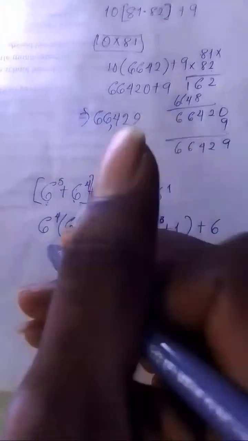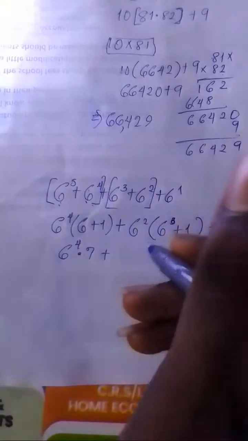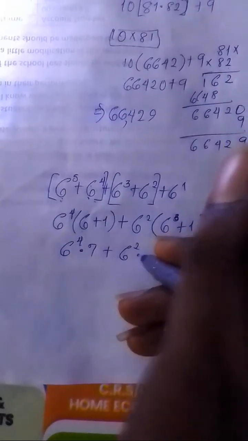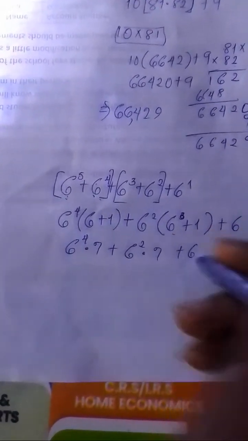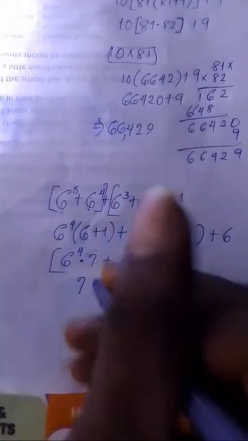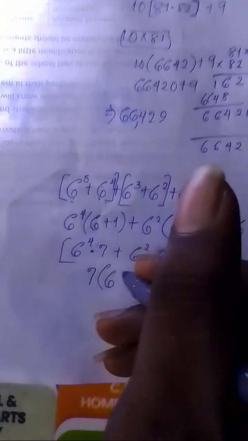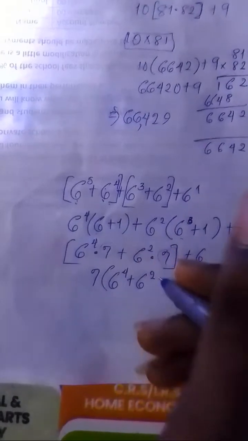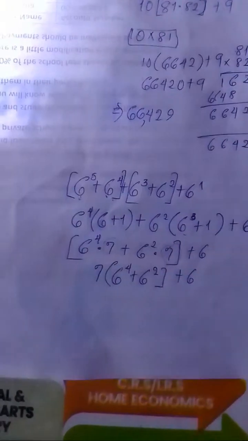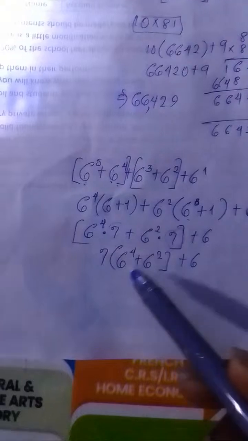So the next thing: we have 6 raised to the power of 4 times 6 plus 1 gives us 7, plus 6 raised to the power of 2 times 6 plus 1 also gives us 7, plus 6. Now we can also bracket this and group it here, seeing that 7 is common here and here. So we can bring out 7, and it becomes 6 raised to the power of 4 plus 6 raised to the power of 2, and we have our plus 6. We can also look for what is common by bringing out 6 raised to the power of 2, which is common both here and here. So we have 7.